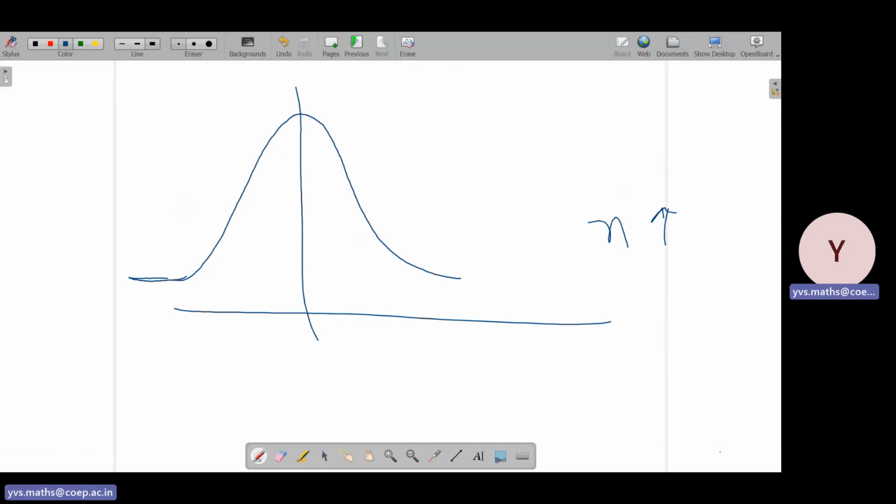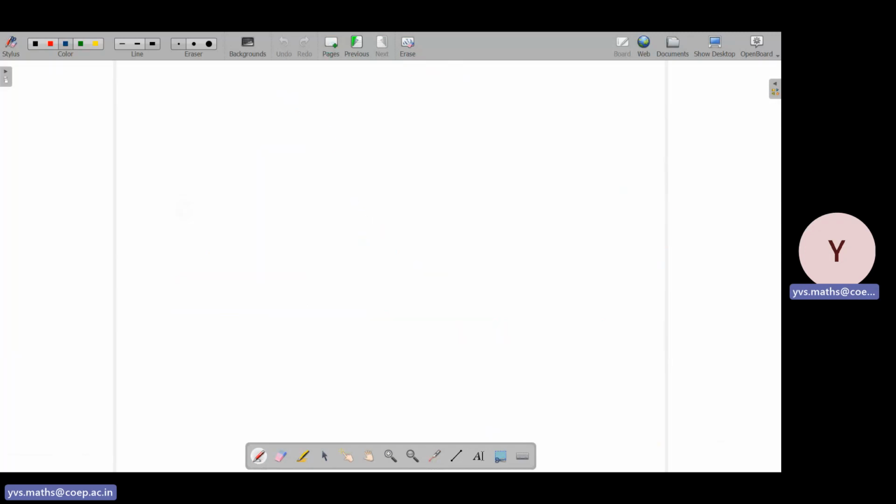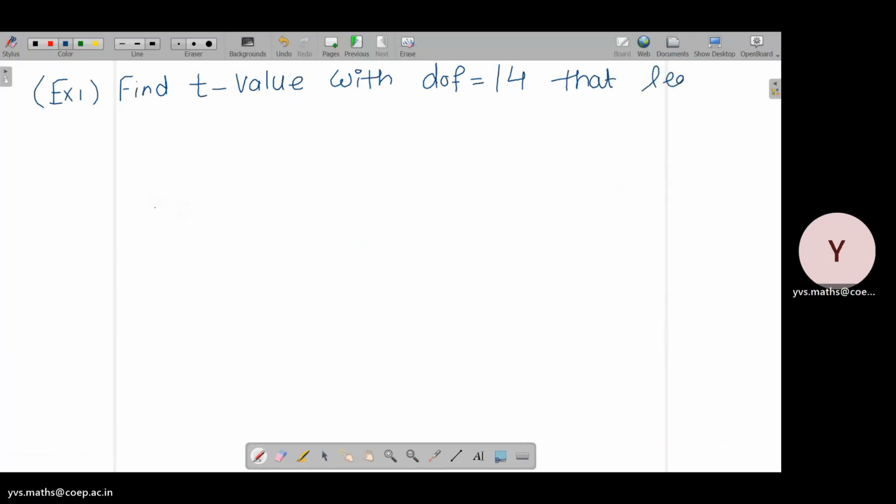So let's now see how to make use of t tables to find t values in some examples. Example 1 says: find the t value with degrees of freedom, DOF, equal to 14, that leaves an area of 0.025 to the left.